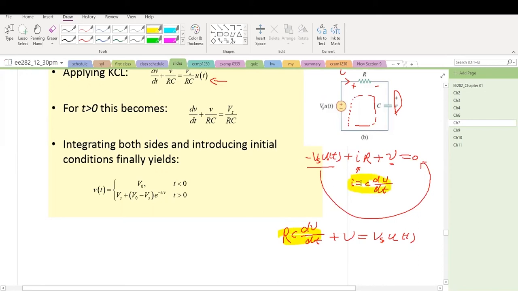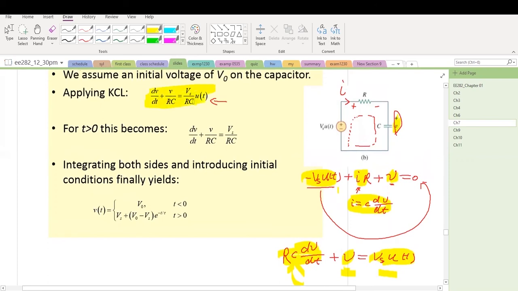That's this term, R multiplied by I equal to RC dv/dt, plus v, that's the voltage on the capacitor, and this term is on the side now. We can divide by RC on both sides, and this is exactly the same equation as this one here. Now let's look at t greater than 0. When t is greater than 0, u of t equals 1. Therefore, this equation becomes this equation. Now this is a first order equation, and we can solve for v.